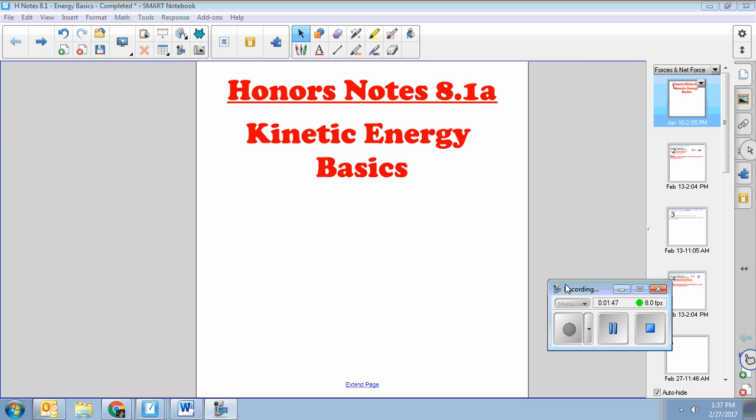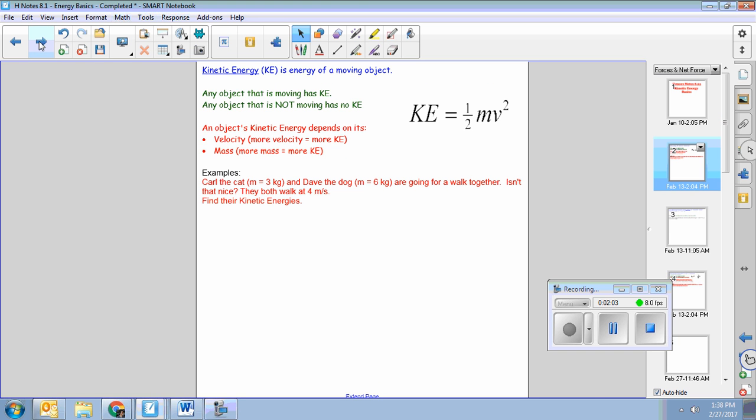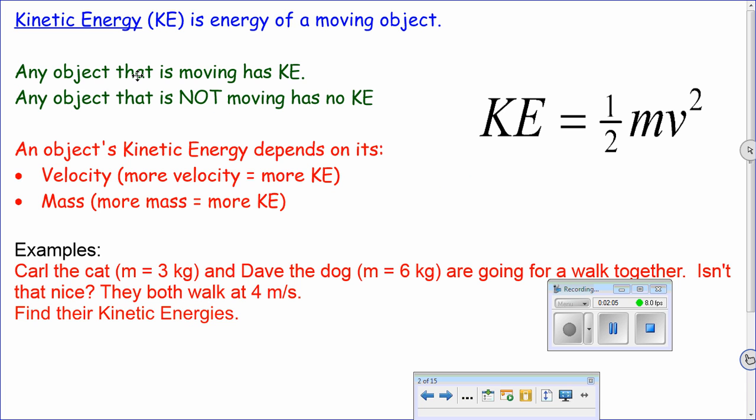So anyway, here we go. We're going to start talking about energy today. Specifically, we're going to talk about kinetic energy. My guess is at some point in middle school, you learned a little bit about kinetic energy, right? So, what do you know about it? Energy of motion. Yeah, exactly. It's energy of motion, and I think if you look in your notes, it says exactly that. Kinetic energy is the energy of a moving object.